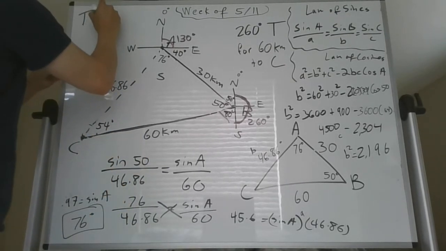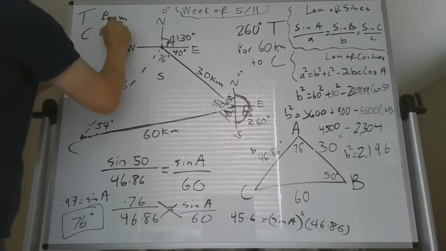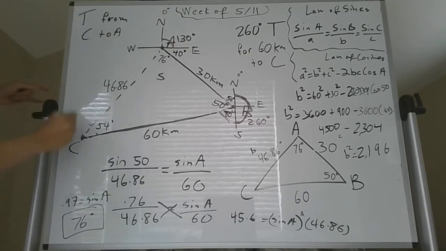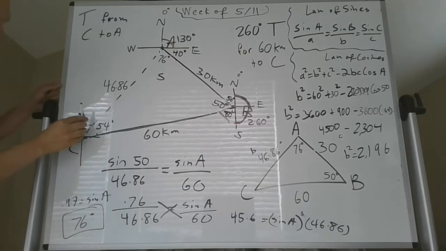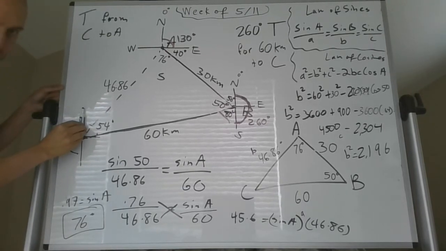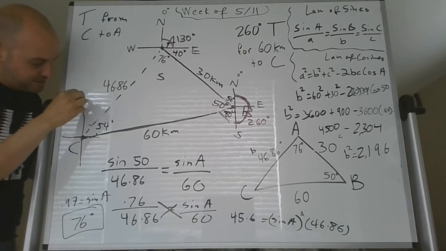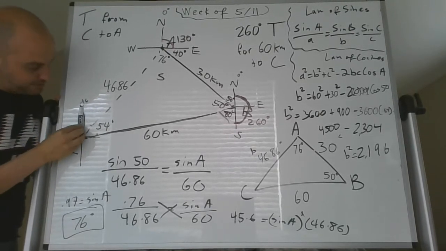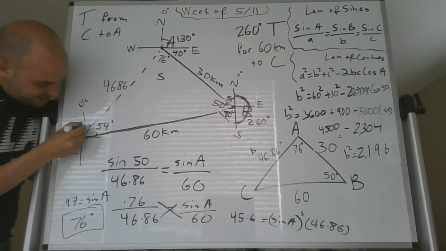The true bearing from C to A. Let's think about this for a second. From C to A. And remember, true bearing starts with north. From here, so true bearing from C to A, it's just going to start here at 0 degrees. And it's going to go until, boop, right there. Because remember, I'm going to A. So it's literally just this little portion right here.